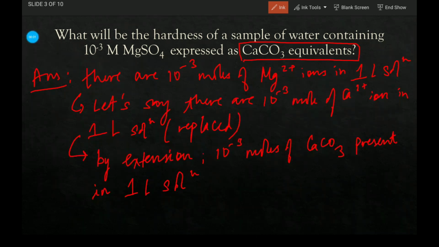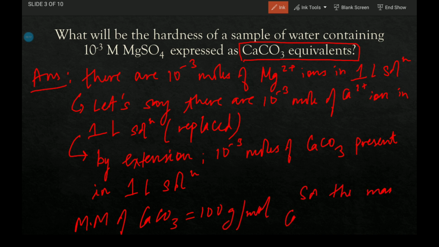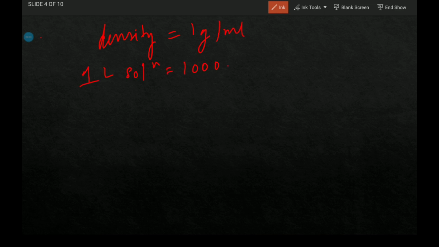We know that the molar mass of calcium carbonate is 100 gram per mole. So the mass of calcium carbonate in the solution is 100, that is the molar mass, into 10 to the power minus 3, that is the number of moles. That is 100 milligrams. A fact that we know is that the density of water is 1 gram per milliliter. So 1 liter of solution is 1000 milliliter of water. This implies that 1 liter of solution is also equal to 1000 gram of the solution or water.